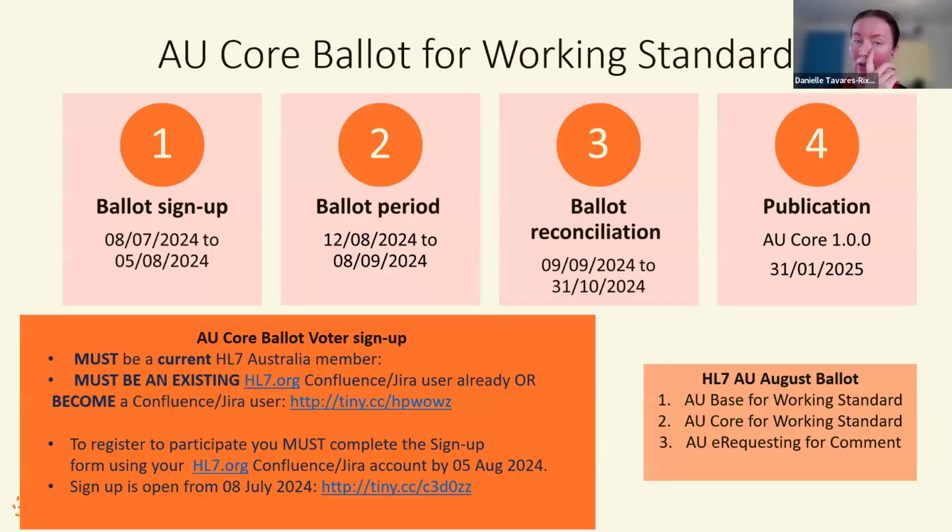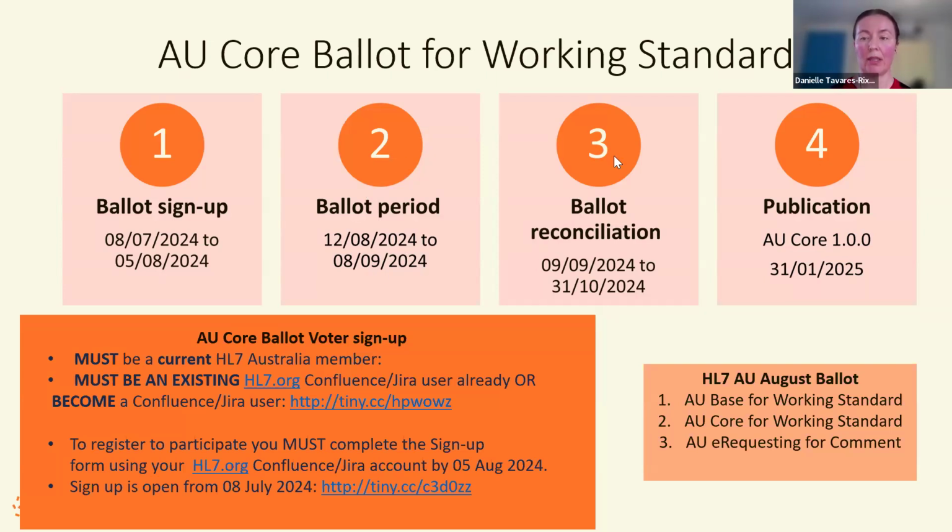So let's go into a little bit more on our ballot. I was talking about the ballot sign up. You'll also probably start to see Jamie adding some links in the chat here. In terms of ballot voter sign up, there's one more week. You need to be a member of HL7 and also have a Confluence account, and then complete the sign up form, and that stays open until the 5th of August. Then there's a week's grace, and then the ballot period is open for 4 weeks.